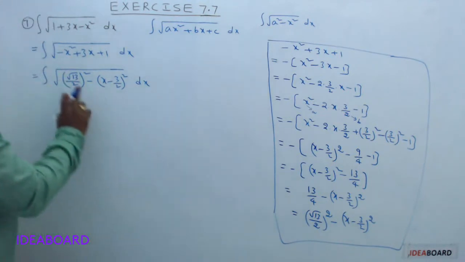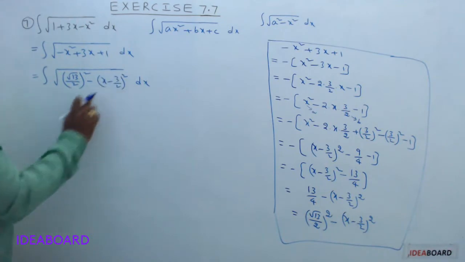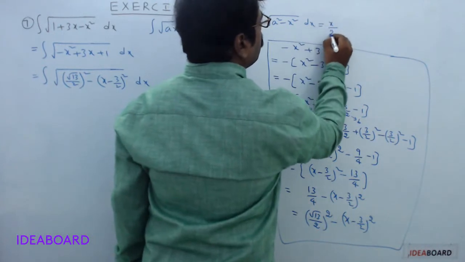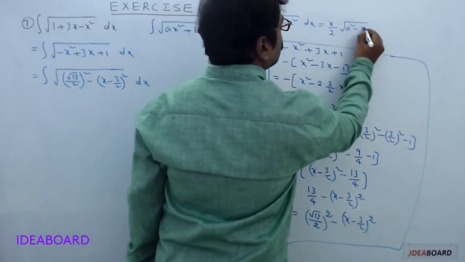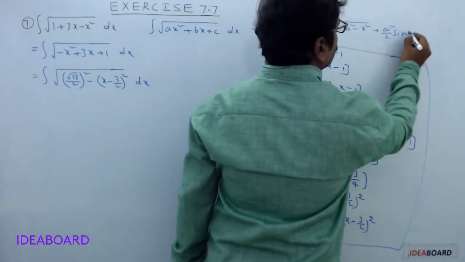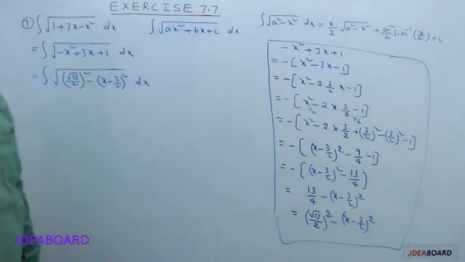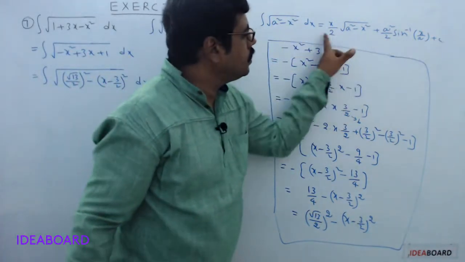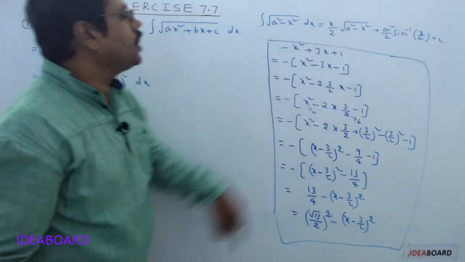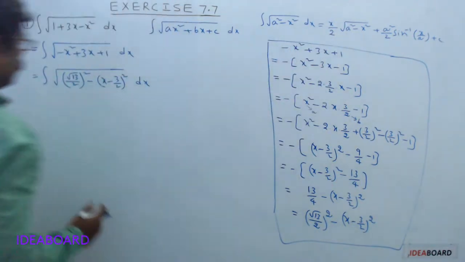In place of a, root 13 divided by 2 will be there. In place of x, x minus 3 by 2 will be there. Now, what is its formula? It is x by 2 into square root of a square minus x square plus a square divided by 2 into sine inverse of x by a plus a constant c. Now here in this expression in place of x write down x minus 3 by 2. In place of a you can substitute root 13 divided by 2. So apply this formula.